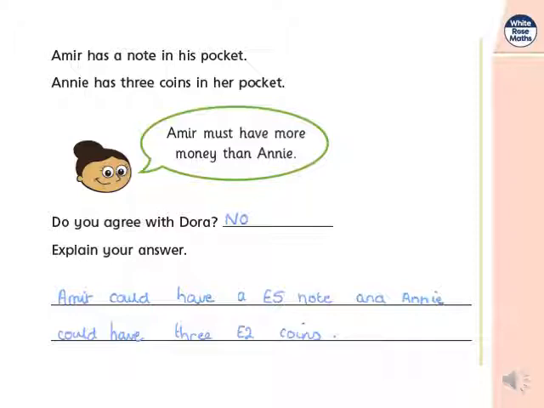An example of an explanation would have been that Amir could have a £5 note in his pocket, but Annie could have 3 £2 coins, which would have made £6. So the answer for that, whether you agreed, should have been no, and you gave an example.